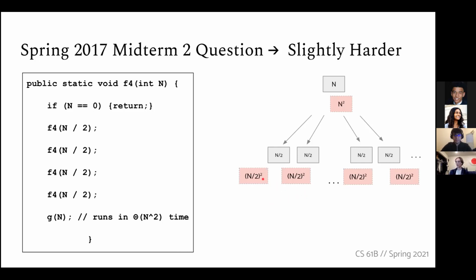And the number of nodes in this next layer down here will be 16 nodes, because each of these nodes has a branching factor of 4. So we can see that we'll have 16 nodes in the next layer, all doing n squared over 16 work. Our second layer right here was doing n squared over 4 work for each node, and our top node is just doing n squared work.